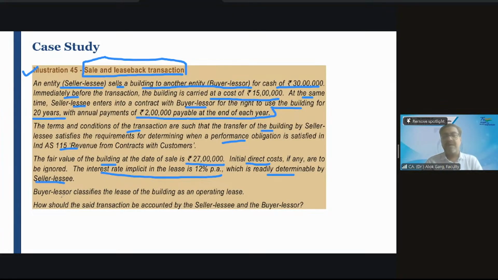The buyer lessor classifies the lease of the building as an operating lease. So what has the buyer lessor classified? Operating. The lessor classification is operating lease, and the lessee classification is ROU and lease liability, and for whatever right the lessee has sold, he will recognize a gain on sale and leaseback. How should the said transaction be accounted for by the seller lessee and the buyer lessor, in the books of the lessor and also in the books of the lessee?